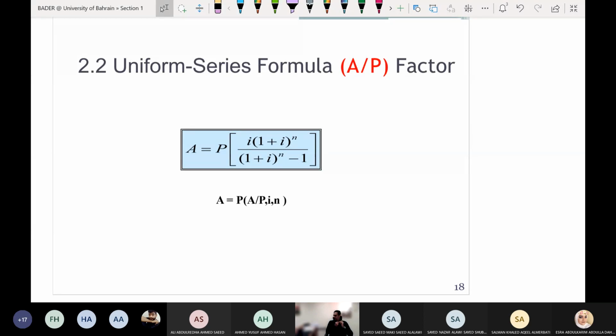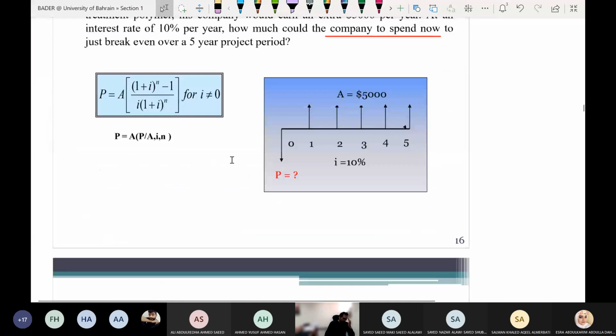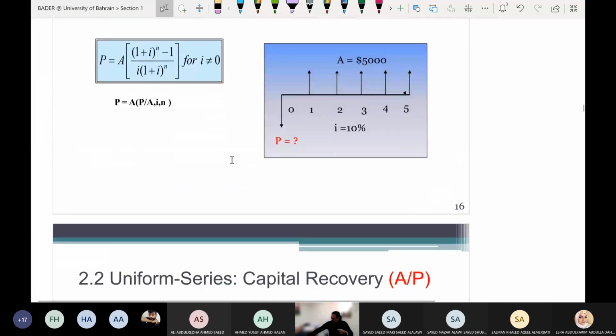Okay, quick recap of what we did last time, just to keep things in momentum. Last time we focused on series, which is annual worth. We spoke about single payment, which was one transaction, just movement back and forth.